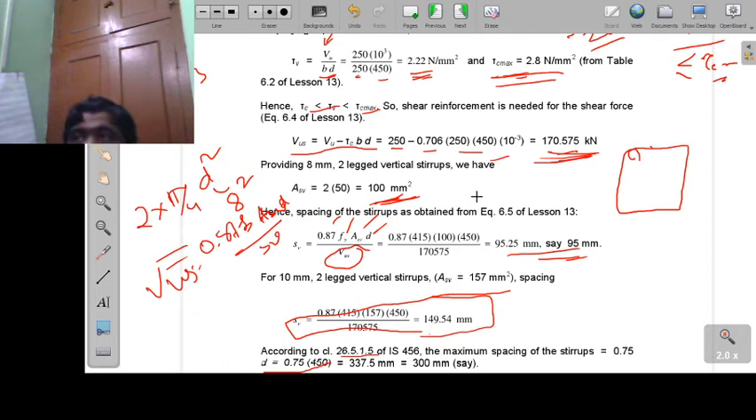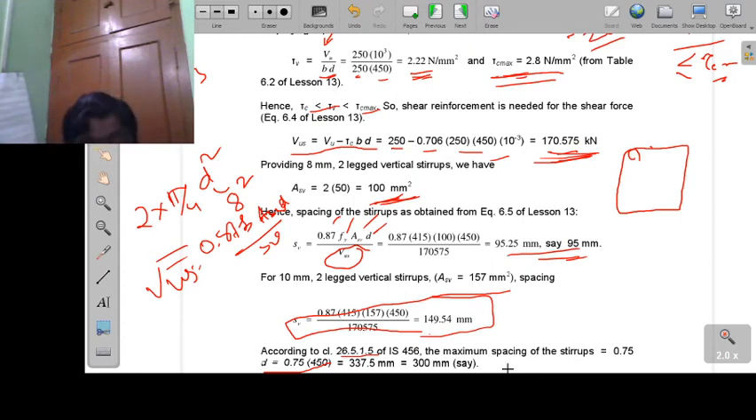That means the spacing in any case shall not be more than 300 mm, or if it is a vertical stirrup, then it cannot be more than 0.75 d, or if it is inclined stirrups, then it cannot be more than d. So, what we can say is that it shall not be more than 0.75 d or 300 mm, whichever is minimum. So, 300 mm is the minimum. So, maximum, sorry, it is saying that the maximum spacing we can provide is 300 mm. Next, what we have to do?